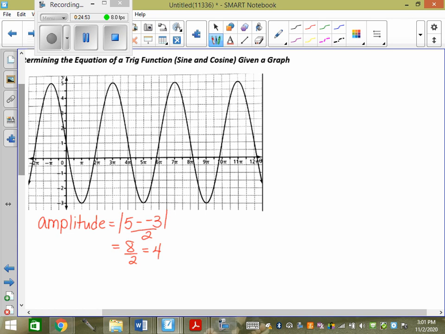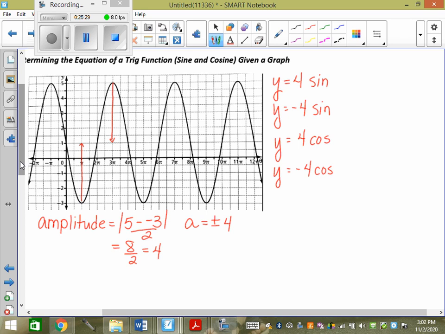Let's check it out. 1, 2, 3, 4. 1, 2, 3, 4. Do they meet at the same spot? So I know my amplitude's right, which is my A value. And my A just happens to be that it could be plus or minus 4. So that's how I get 4 equations. I can get y equals 4 sine, y equals negative 4 sine, y equals 4 cos, y equals negative 4 cos.